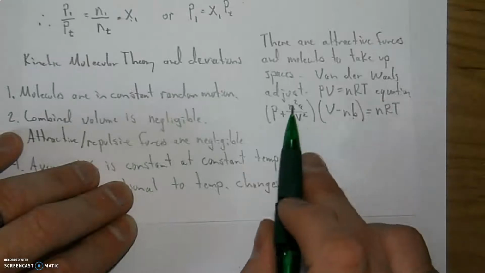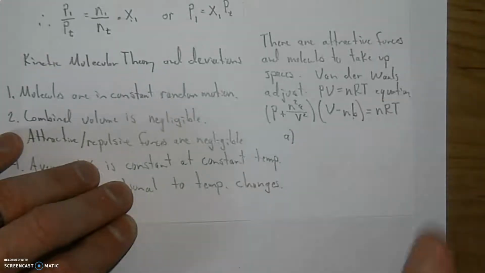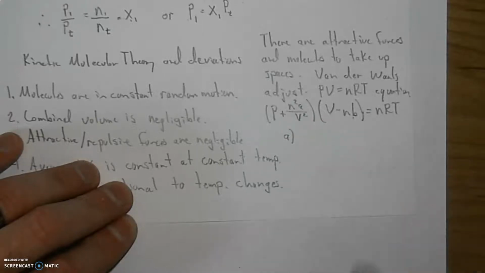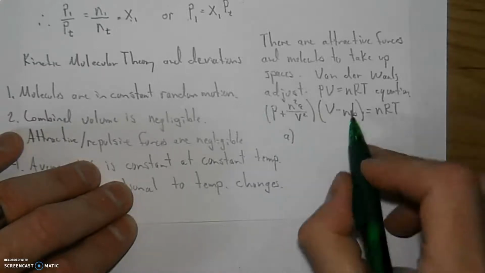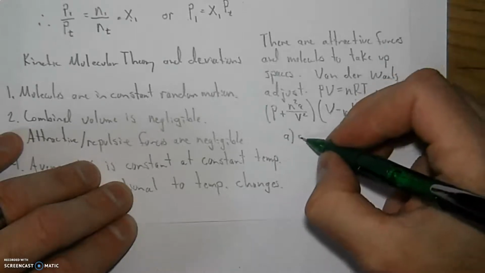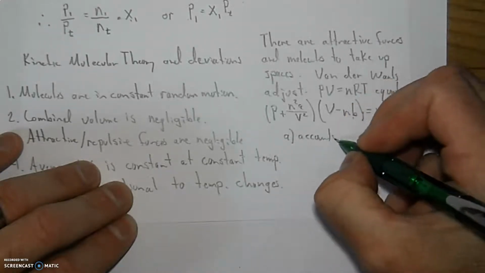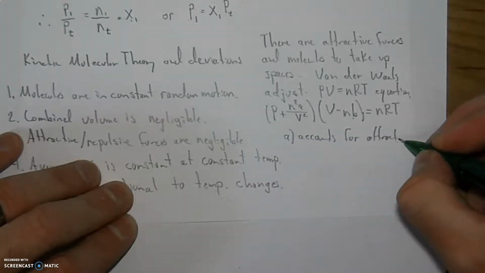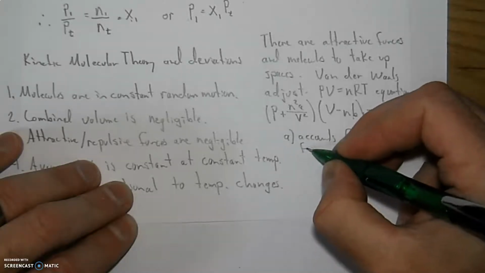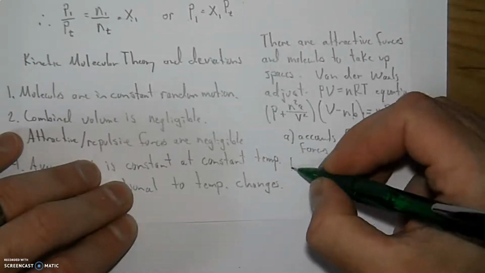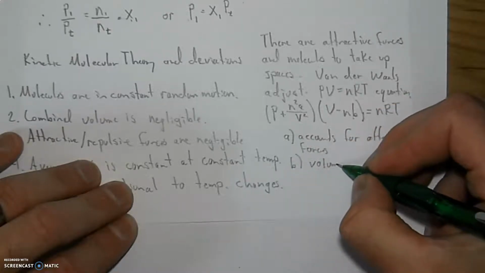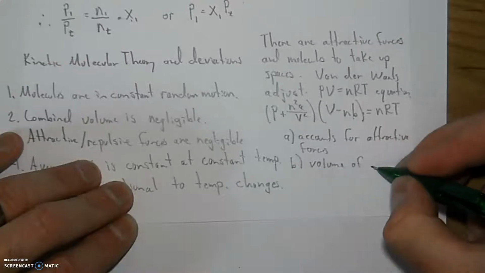And all these gases have their own independent values. So if I had a chart, I would find two sets of values, A and B, for each individual gas. So it's not just like a general idea. Each individual gas has its own A and B values. So A accounts for attractive forces, and B accounts for the volume of real gases.